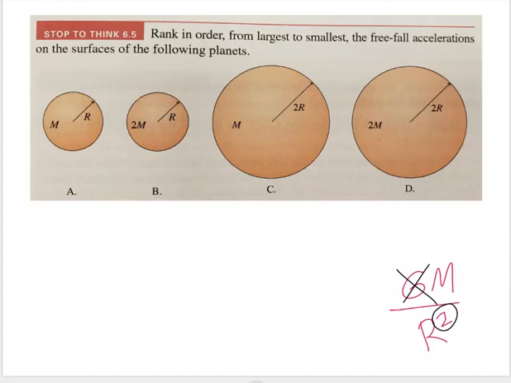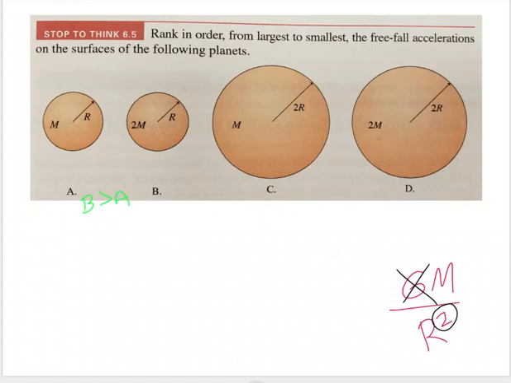Now we can look at this and notice that we have A and B kind of grouped together because they have the same radius, and C and D kind of grouped together because they have the same radius, right? So let's just compare for a second A and B. They have the same radius. Between A and B, I increase the mass. So B has to have what compared to A? A bigger gravitational pull, right? So B must be greater than A, right? B greater than A.